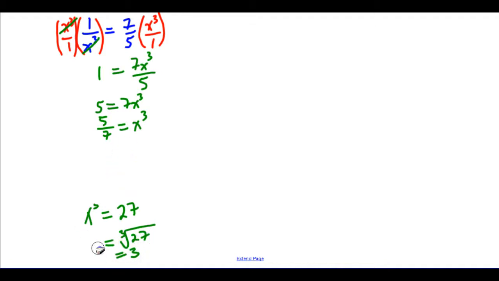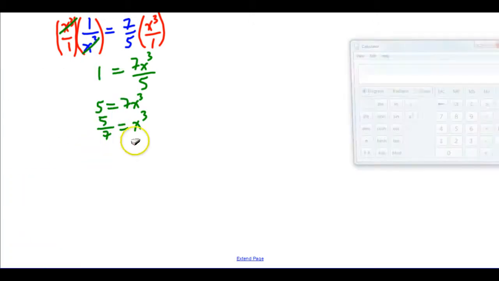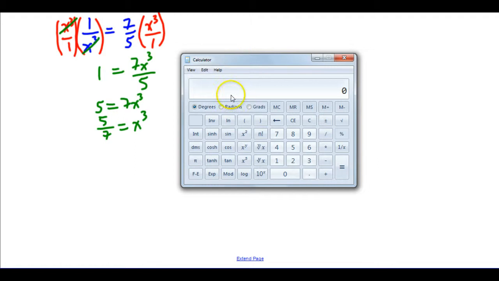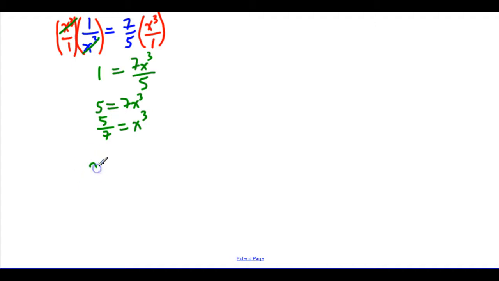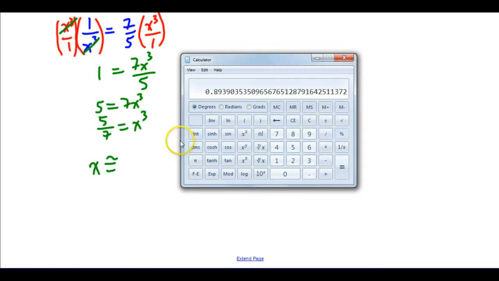So same thing over here now. I'm going to take the cube root of 5/7. Now on my calculator, I'm going to do bracket 5 divided by 7, close the bracket, and then the cube root is right here. And, oh, that is my final answer. So x will be approximately 0.8939.